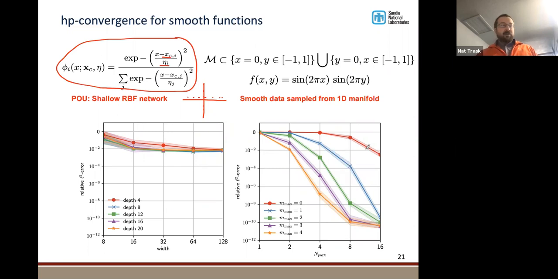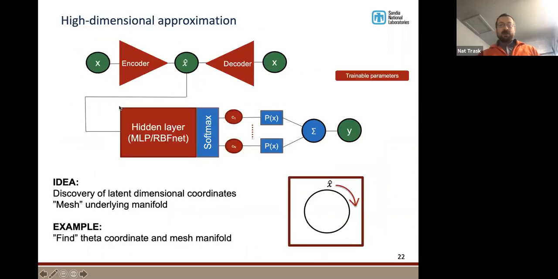So the result I showed before where you had discontinuities in the data, that's where ResNet's better because you can use piecewise smooth activation functions, which are able to conform to boundaries. We found that this kind of architecture works best for smooth data.